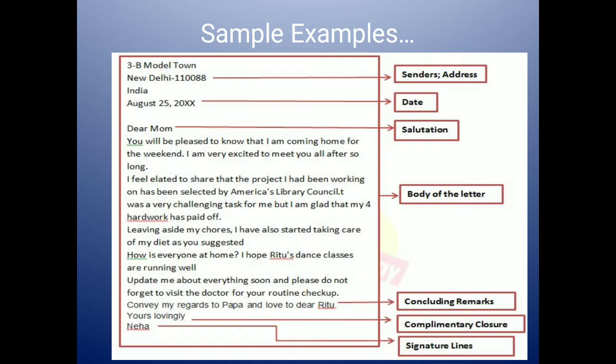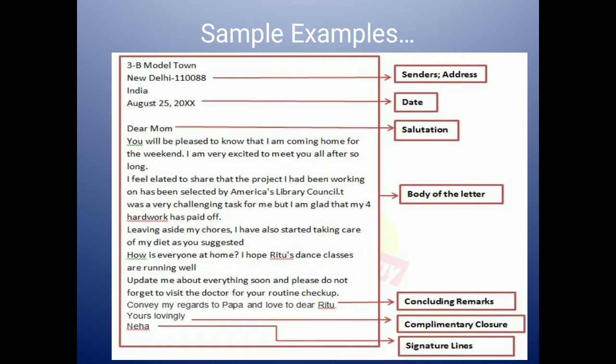So basically, this is just about the letter's first part, the address. In the address, you have to be very careful that it should be accurate and correct, because with the help of this address, the recipient is able to reply to you.